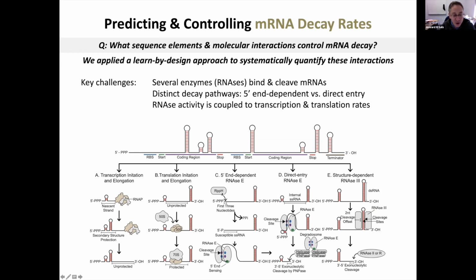And there is an enzyme called RPPH, which will dephosphorylate the 5' end of the triphosphorylated messenger RNA transcript. And through that dephosphorylation, it can increase the ability of RNase E to bind and cut. RNase E doesn't have to bind to the 5' end. It can also bind pretty much anywhere along the messenger RNA transcript, and that is called direct entry. So the question here is, how fast does that happen? And then there are, of course, many other RNases, like RNase III, that bind to specific structures. So if you have a structure that forms in your transcript, RNase III can bind and cut it. And then the question is, what happens after that?